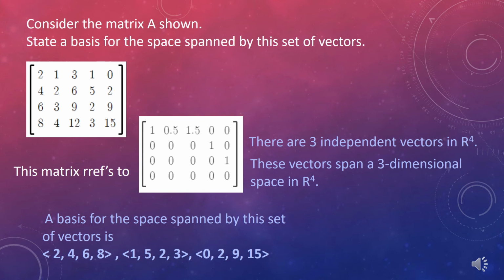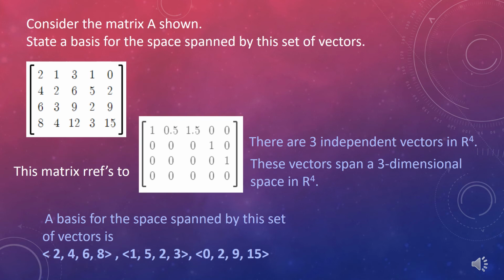So I have 3 pivot columns indicating 3 independent vectors. The first vector is independent of the 4th vector, which is independent of the 5th vector. So the 1st, 4th, and 5th vectors are independent of each other. The 2nd and 3rd are linear combinations of those 3. So this set of 5 vectors in R4 spans a 3-dimensional space in R4.